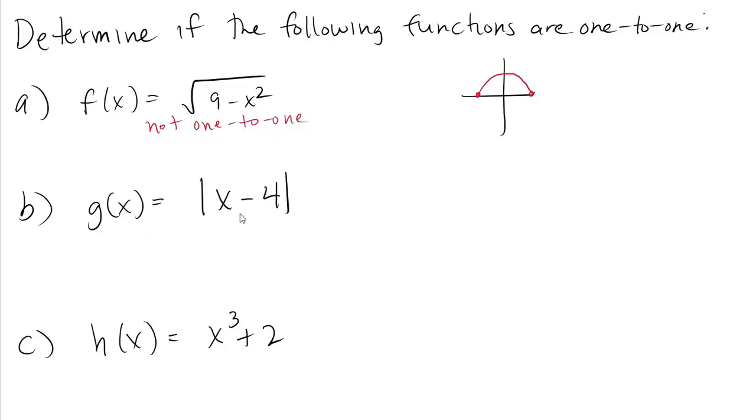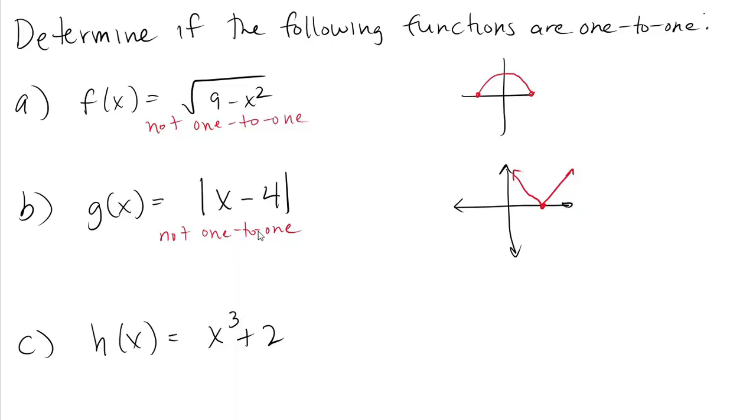B says g of x equals the absolute value of x minus 4. We know what that one looks like too. The absolute value functions are v-shaped. This one's going to have a vertex that sits 4 units to the right of the origin, so like right here. Does that pass the horizontal line test? No, it fails. And so this is not one-to-one. If you need a specific set of inputs that will yield the same output, try 3 and 5. If you plug 3 in there and 5 in there, you'll get the same answer.